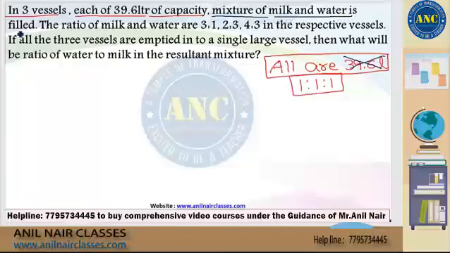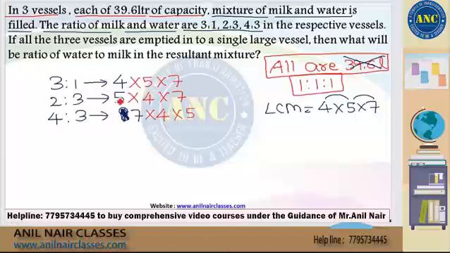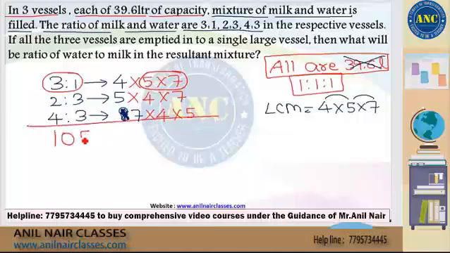Mixture of milk and water is filled. The ratio of milk and water are 3:1, 2:3, 4:3. So 4 into 5 is 20. 20 into 7 is 140. That means 4 should become 4 into 5 into 7, multiply by 5 into 7. 5 should become 4 into 5 into 7, multiply by 4 into 7. 7 should become 4 into 5 into 7, multiply by 4 into 5. 3:1 is multiplied with 35. So this becomes 3 into 35, 1 into 35.